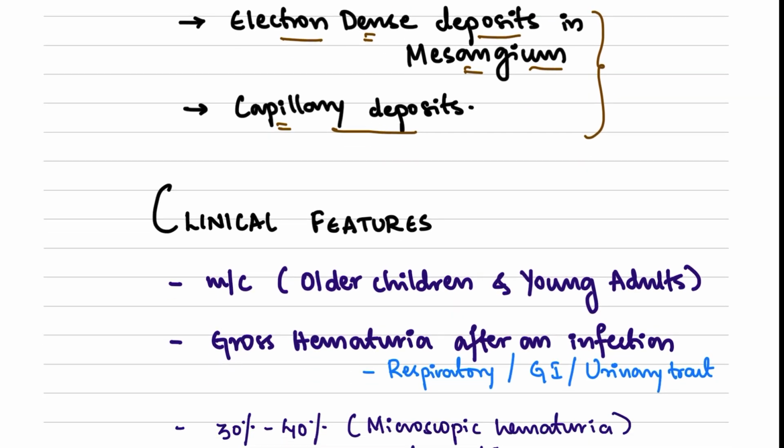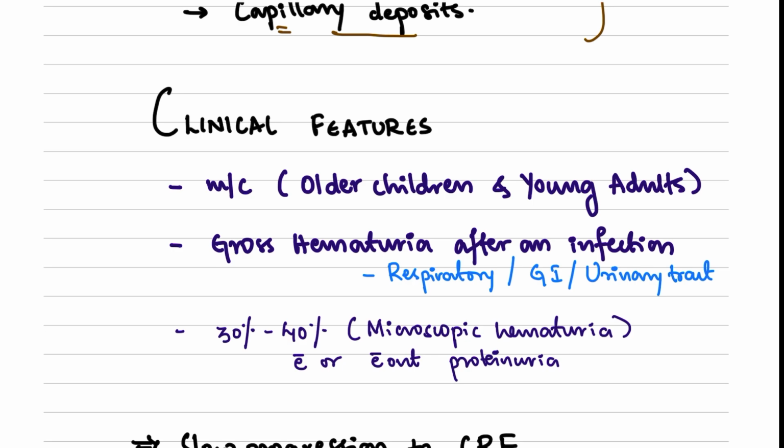Moving on to the clinical features of IgA nephropathy, it is most common in older children and young adults. What do we mean by older children and young adults? Somewhere between the ages of 10 to 30 years. So this is the most commonly affected age. The patient can suffer from gross hematuria following an infection. It could be a respiratory infection, upper GI, lower GI, or also a urinary tract infection.